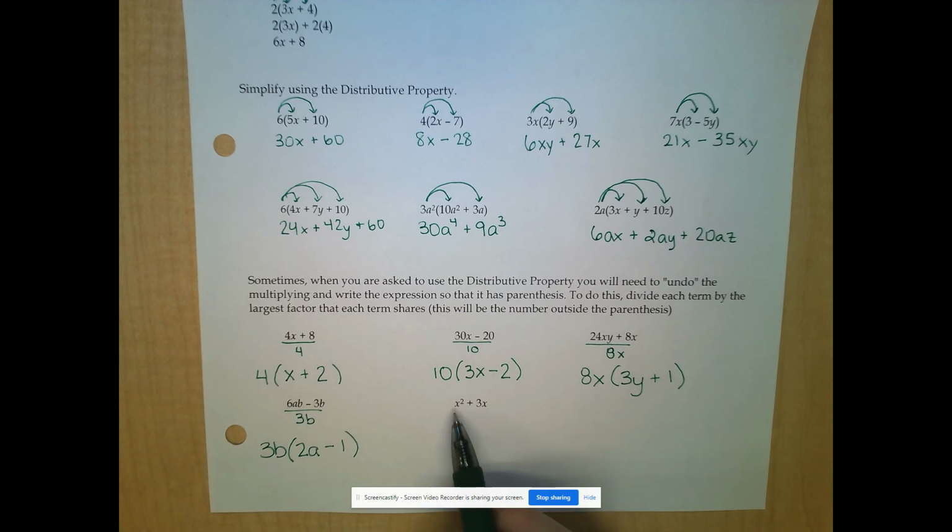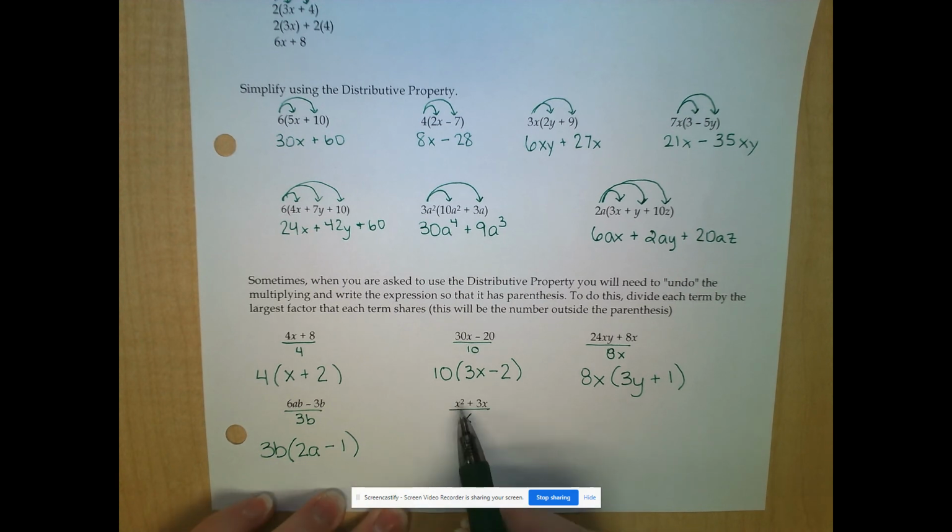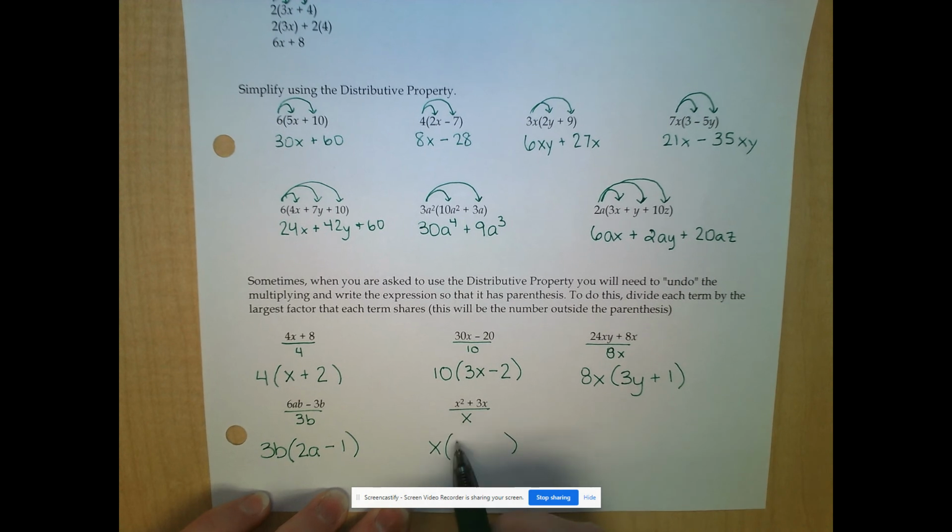Now, these two do not have a coefficient in common. There's no number out here in front of the x squared. They do, however, have an x in common. So if I divide both of them by x, think of x squared divided by x. If I subtract my exponents, I still have an x left over. X times x will give me x squared. And 3x divided by x just leaves me with the 3 because the x divided by x will cancel.